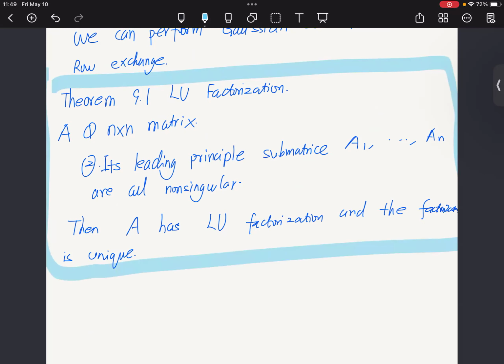Next time, I'm going to tell you the definition of the leading principal submatrix. Any questions about the non-singular part? How to decide whether the matrix is non-singular? If you have questions, I will also tell you the definition of non-singular next time. No questions. So next time I will give you the definition of the leading principal submatrix, and then you will see how we determine whether we can perform the LU factorization on a matrix.